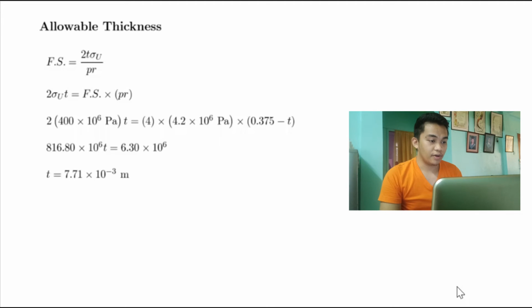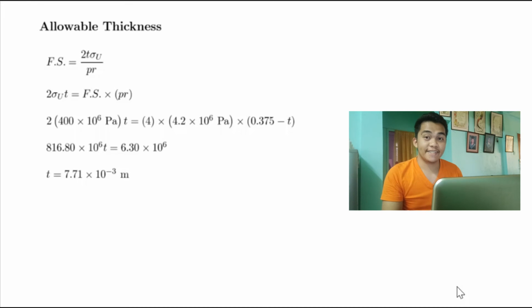As we solve this, we're going to transfer the 816.80 times 10 raised to the power of 6 t to the other side. By doing so, we should divide 816.80 times 10 raised to the power of 6 t on both sides. Then what will be left on the left side will only be t. So this is the answer. The answer will be t equals 10.71 times 10 raised to the power of negative 3 meters.